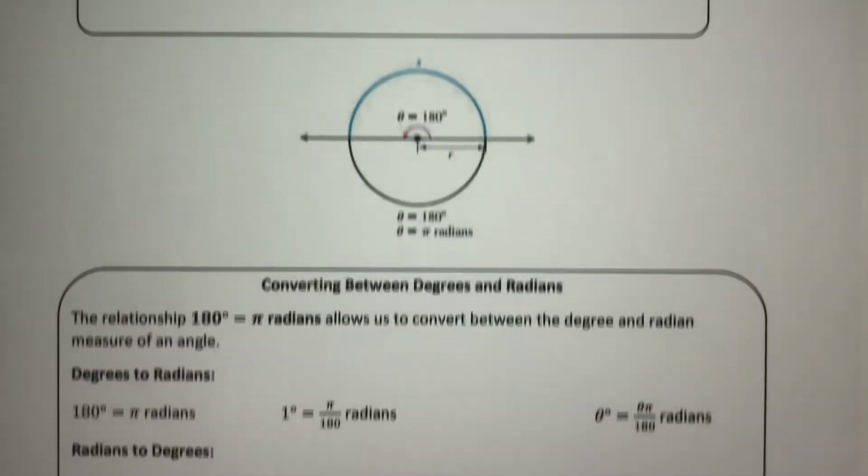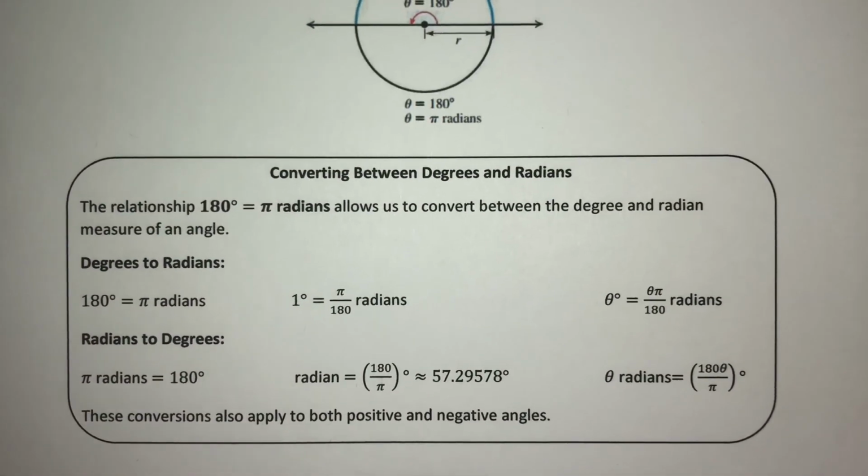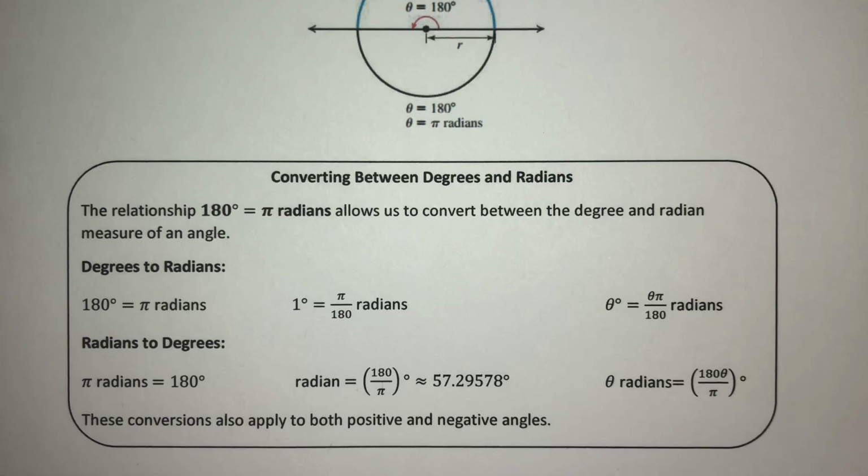Now, we will often be asked to convert between degrees and radians. So here we have our basic relationship. We need to remember that 180 degrees equals pi radians, and then we can convert back and forth.